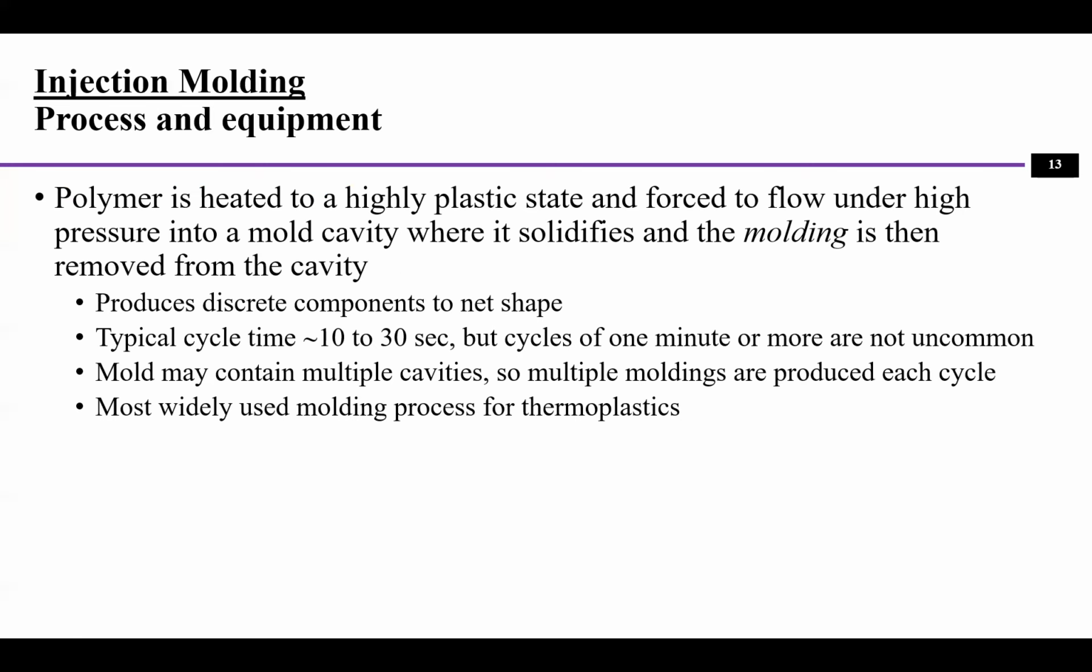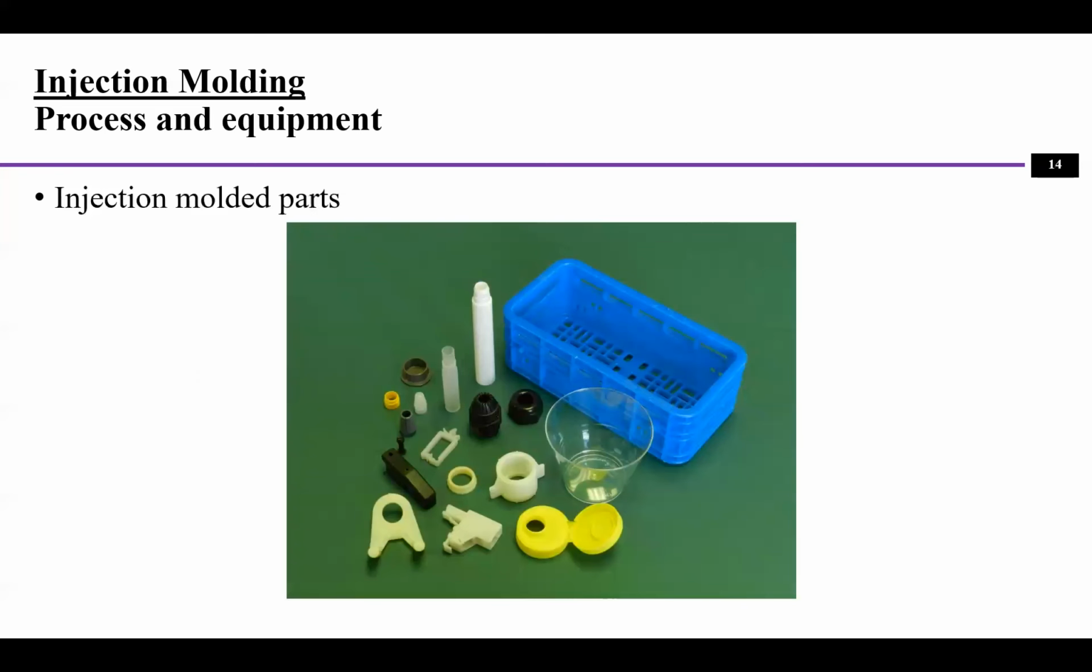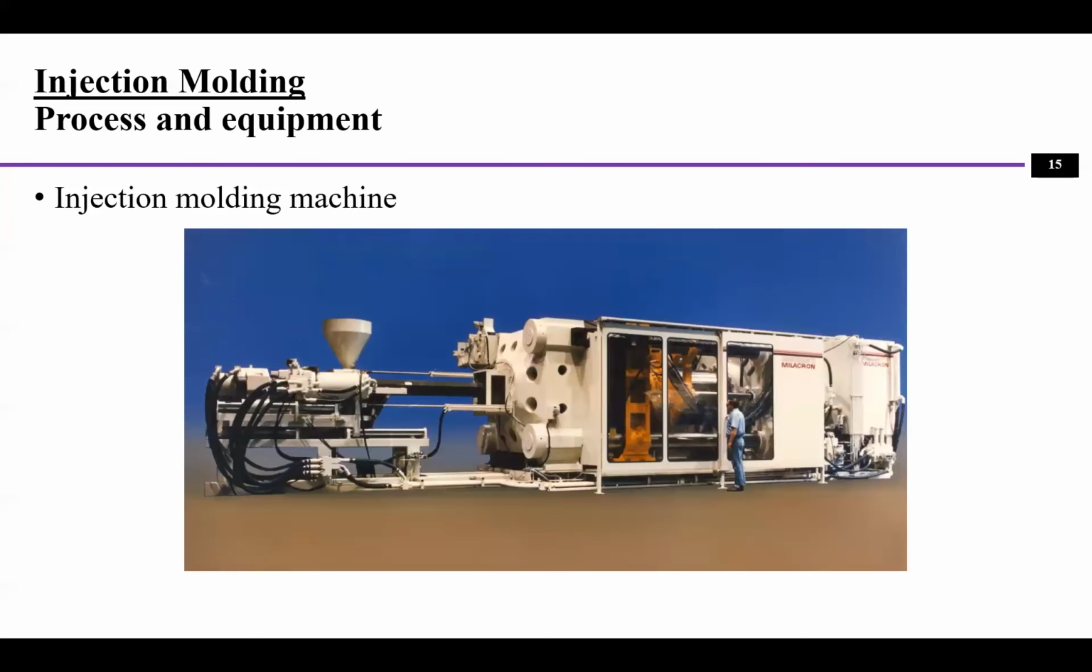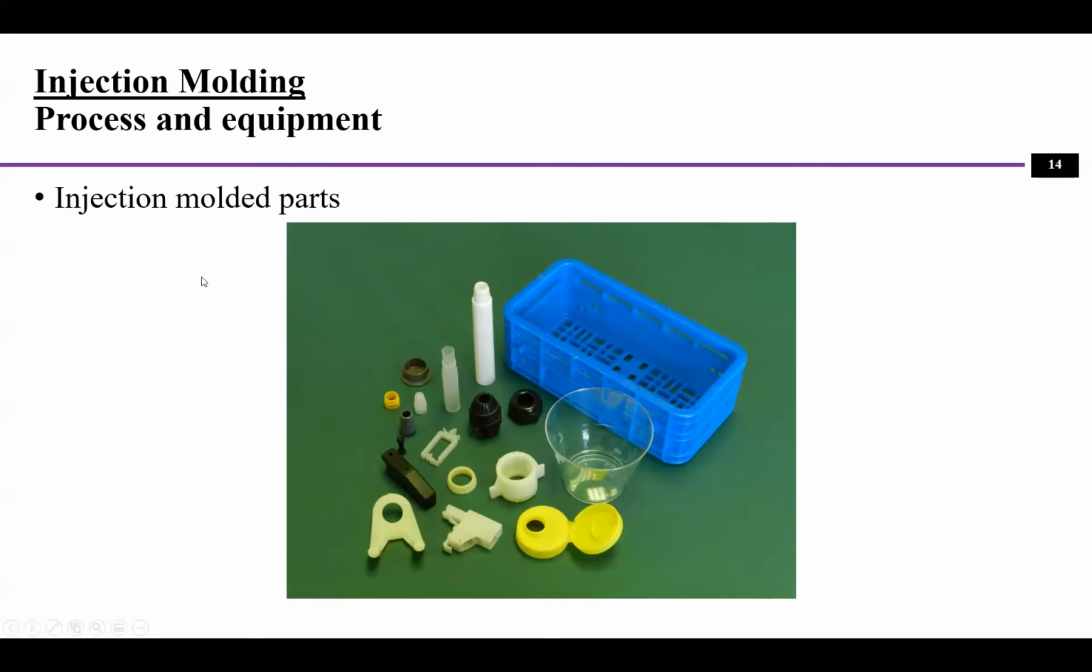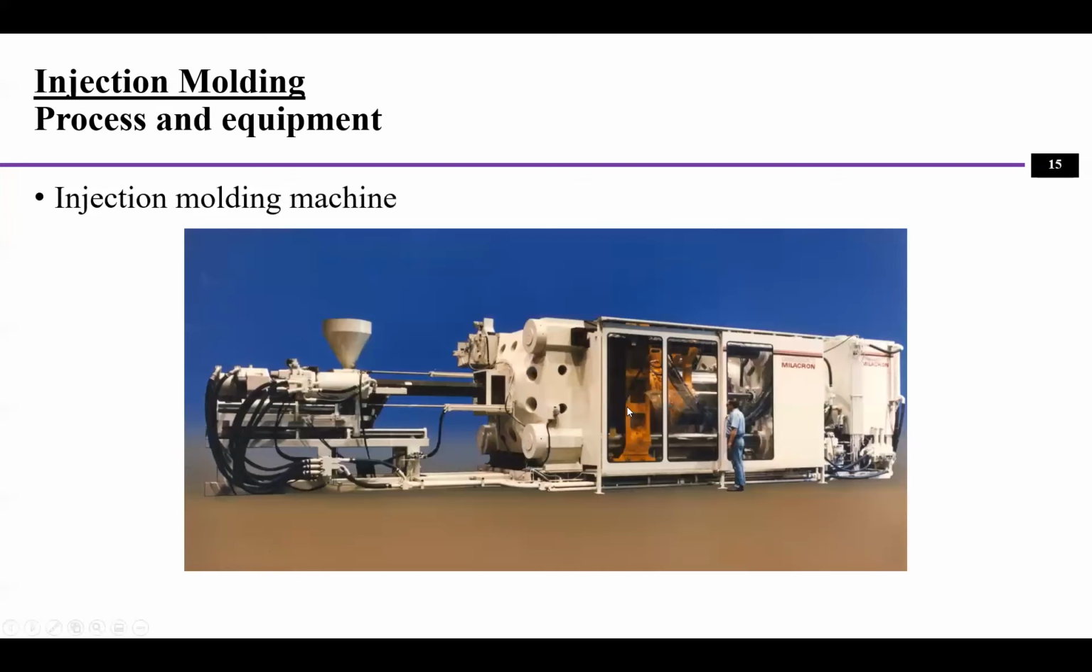it has a certain pressure to inject materials into the barrel. These are the common materials, parts, or products that can be made from the injection molding process. And in the industrial injection molding process, many of those are actually really large in size, like this.